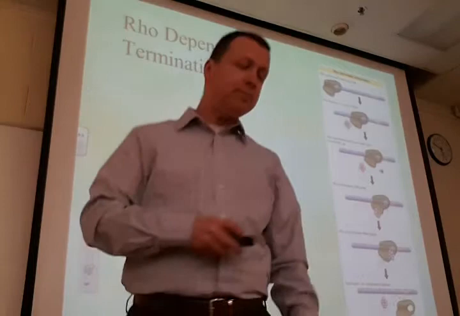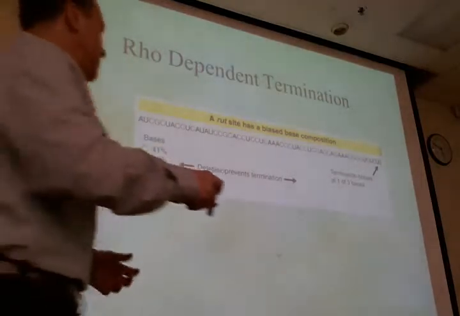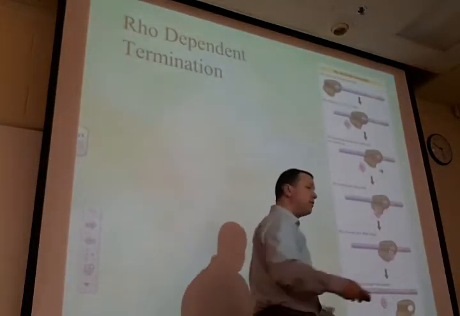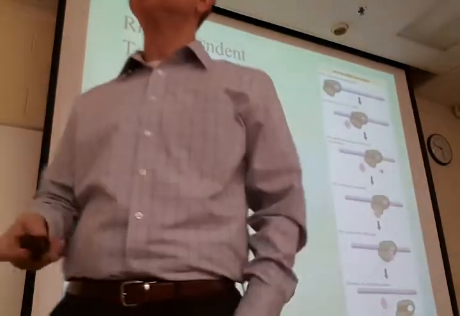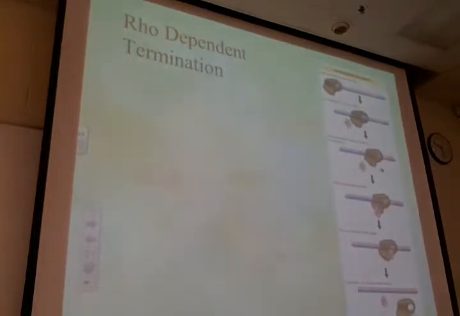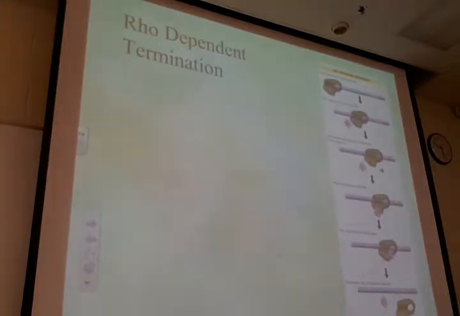So there's a built-in sequence that's called rut. That's what Rho is looking for. If it finds it, it binds there, and that tells RNA polymerase to fall off the gene, and if it falls off the gene, transcription is by definition over. So that's Rho-dependent termination. Does that make sense? Okay, so that's one type.